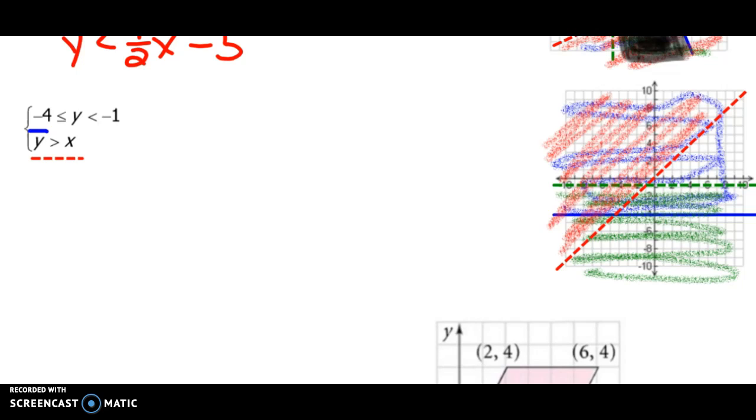And then we can see the overlap of the blue above, the green below, and the red above would be right in this area right in there. So we'll just go ahead and color that in a little bit thicker. There we go. And darken it.